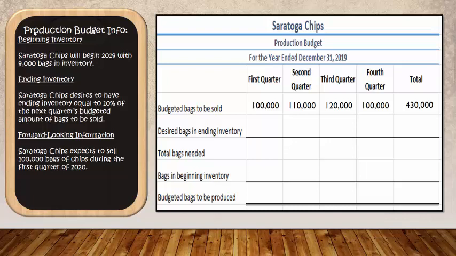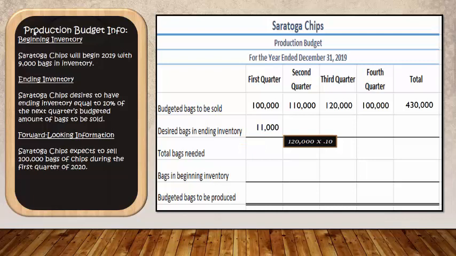Next, we need to figure out our desired bags in ending inventory. Well, we know that this company wants to have bags in ending inventory equal to 10% of the bags to be sold in the following quarter. So during the second quarter, we expect to have 110,000 bags to be sold. If we want to have 10% of that at the end of the first quarter, we simply take the second quarter's budgeted bags to be sold of 110,000 and multiply it by that 10%, and we come up with 11,000.